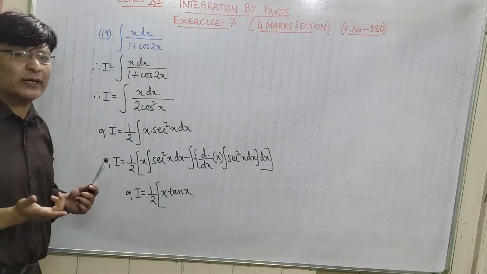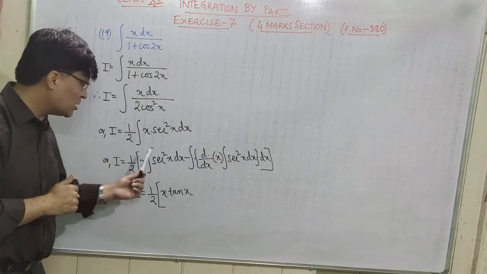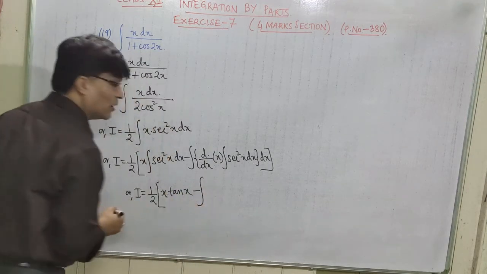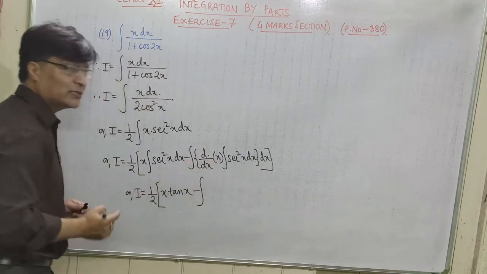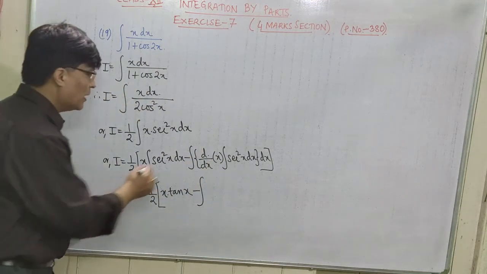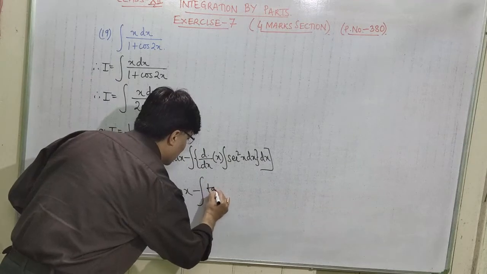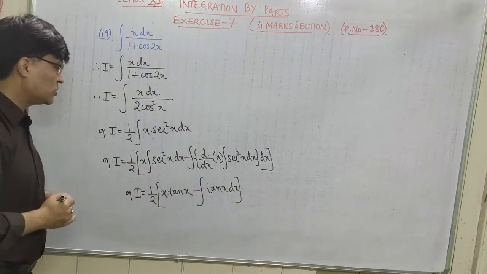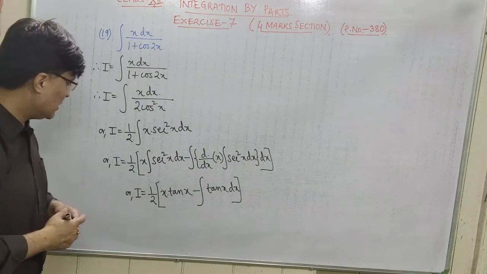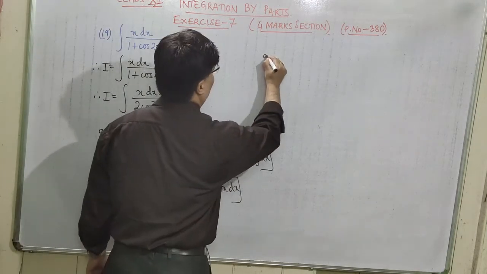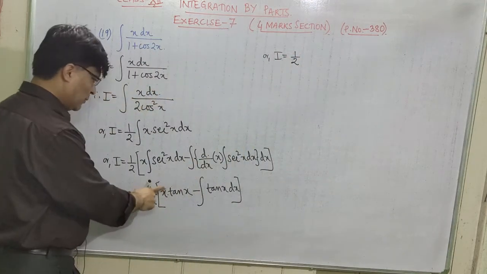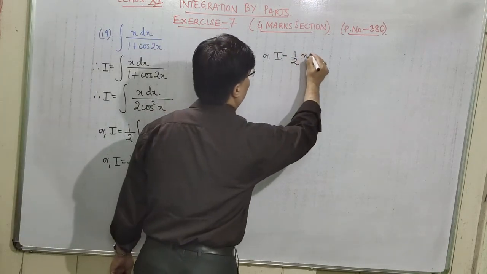Differentiation of which function is sec square x? That is tan x. So integration of sec square x dx is tan x, minus integration of, what is dy dx of x? That is 1. And what is integration of sec square x? Again, this is tan x dx. Then third bracket is closed. So now let us multiply by half here. Or I is equal to half, then what do you write?